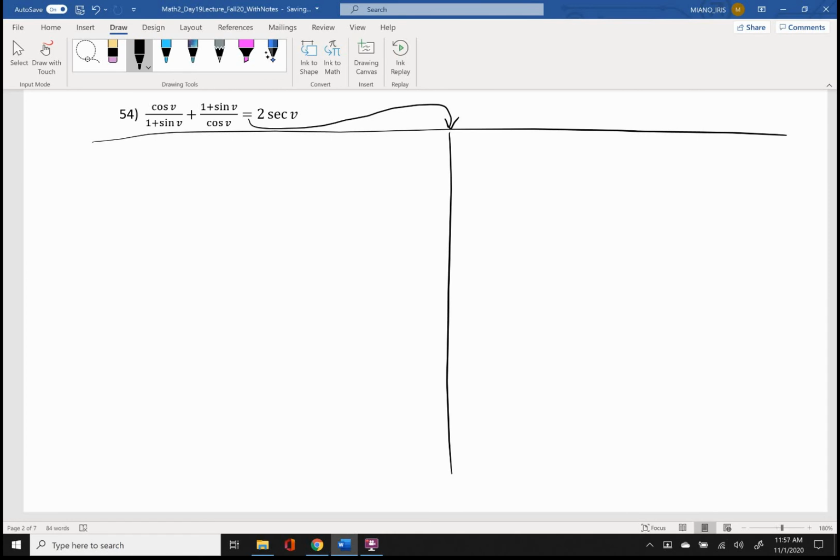Okay, so looking at the left-hand side here, it looks quite complicated, and I have two rational expressions that I would like to add together. So let's go ahead and establish an LCD. What is the LCD here? I'll put it off to the side. It looks like it's 1 plus sine V times cosine V. If I want to add these two rational expressions together, I just multiply their denominators to get the LCD, because their denominators do not share any common factors.